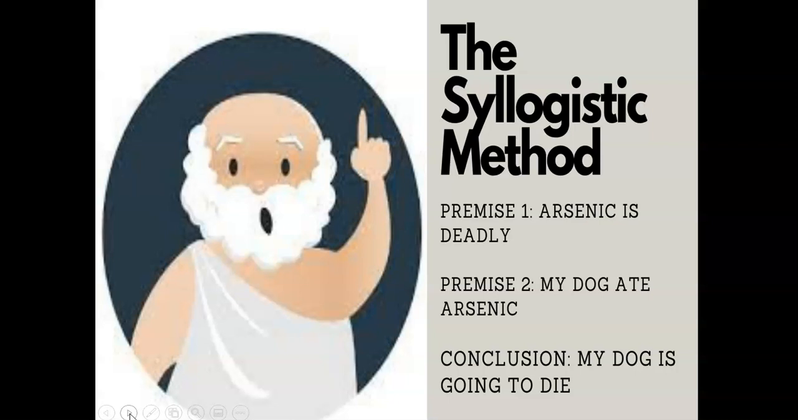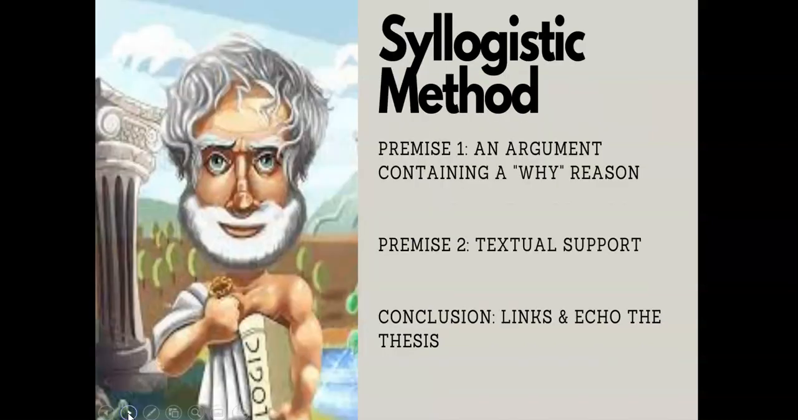So the syllogistic method makes sure that the argument stays central, which is in the directions. Your argument must be central. Over and over again, we hear that. So here's what it looks like when we do the syllogistic method for synthesis. The first premise is going to be an argument containing a why reason. Notice in all those introductions, we never stated why. We didn't get into the reasons, right? We just dropped the thesis and got out of there. The whys are going to come in the first premise.